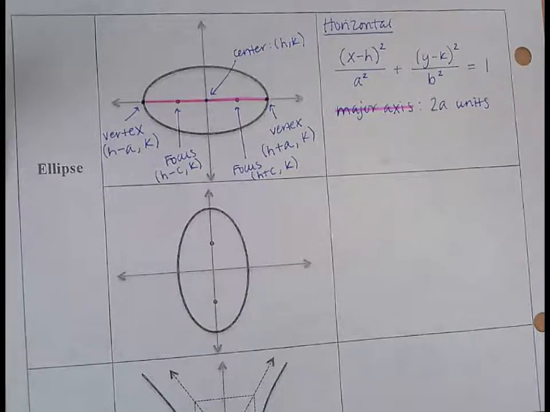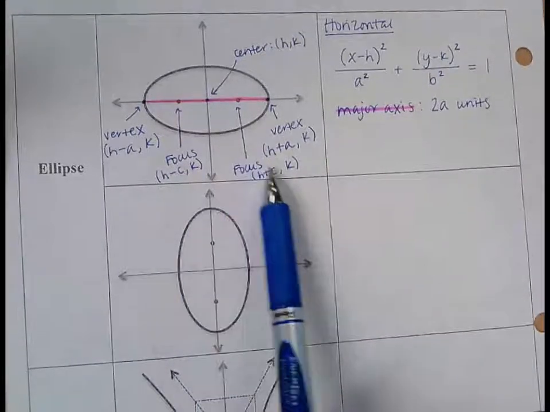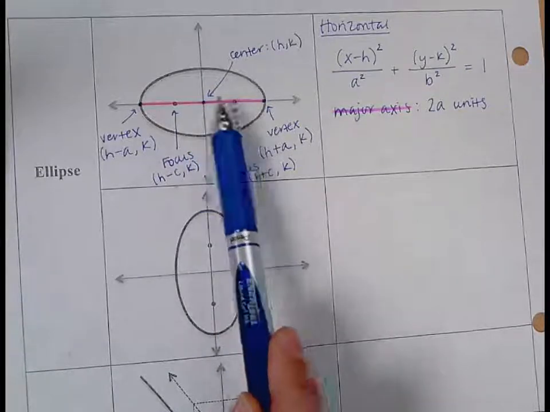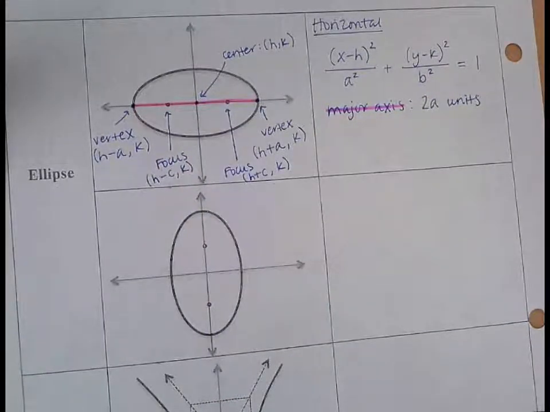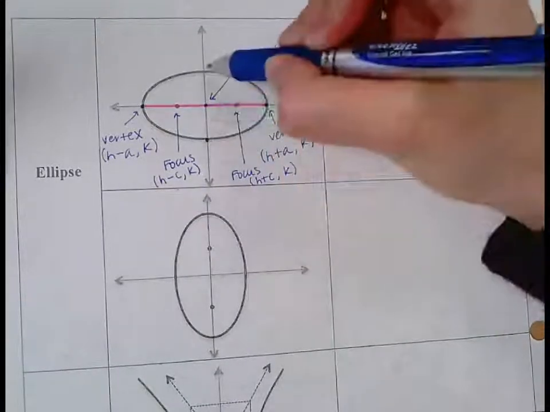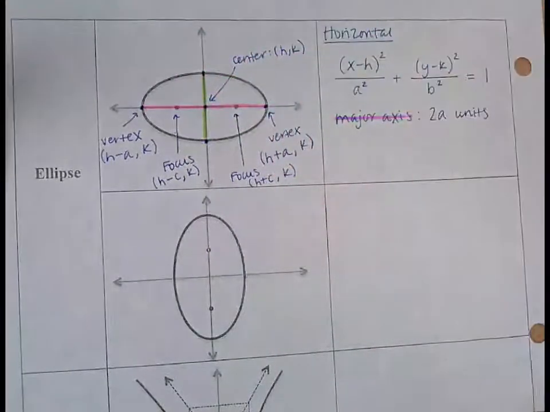So c doesn't appear in the standard form at all. However, there is an equation that relates a, b, and c. So if you're given either of the two foci for an ellipse, you can use that focus to find your c value, which then can help you find a or b if you need to. So the distance from the center to a focus is a distance of c. We'll talk about that as we go through examples as well. So that's the major axis. So then the minor axis for a horizontal ellipse has endpoints again on the ellipse, but it's the vertical axis here. I'm going to highlight in green.